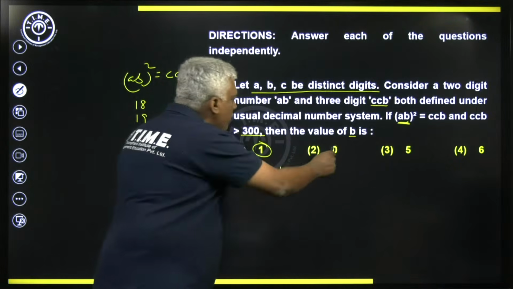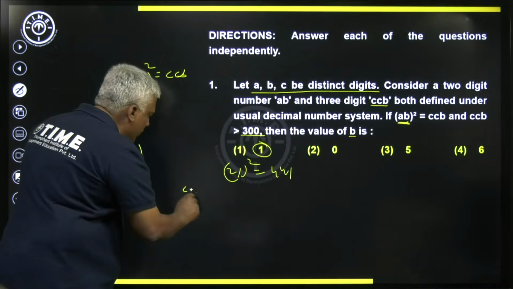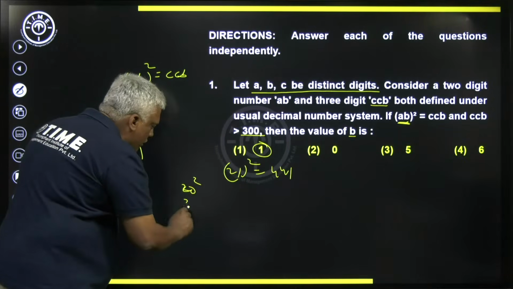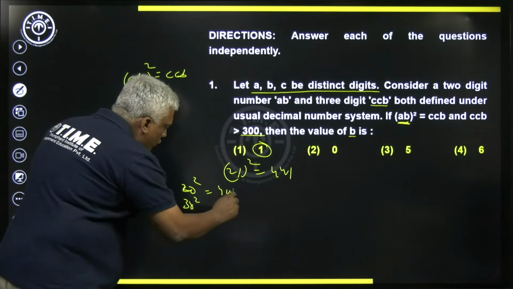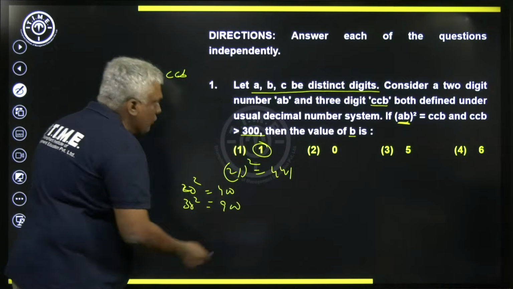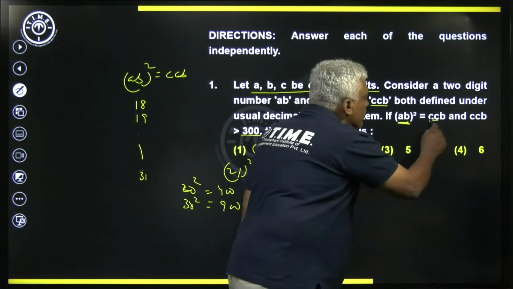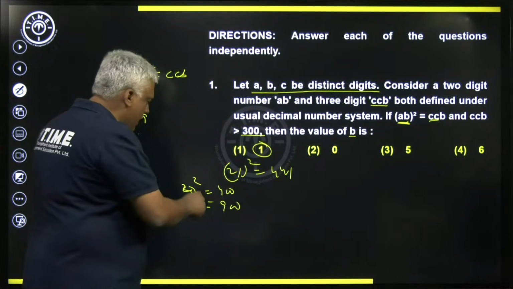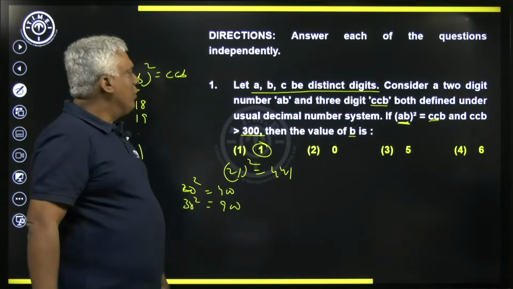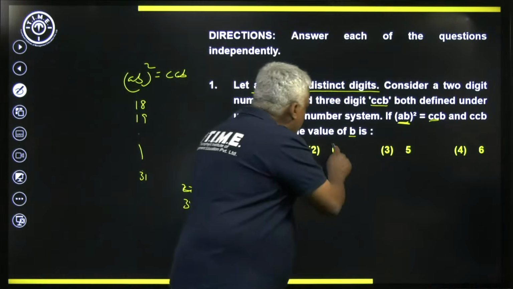What about 0? Now for 0, we have 20 and 30. 20 square is 400, 30 square is 900. Again, you see, the first two digits of the three-digit number are not the same. So it can't be 20 and 30. Then this can't be the answer.